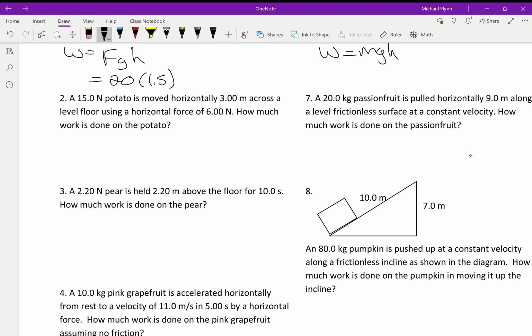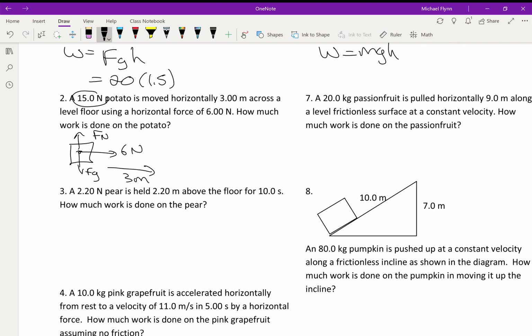Now, what about number 2? A 15 Newton potato is moved horizontally 3 meters across a level floor. Well, that's one of these. So what's happening is you're applying a force of 6 newtons like that. These forces here, normal and gravity, we don't care about, because you're moving this way.